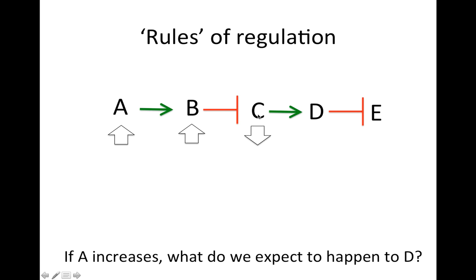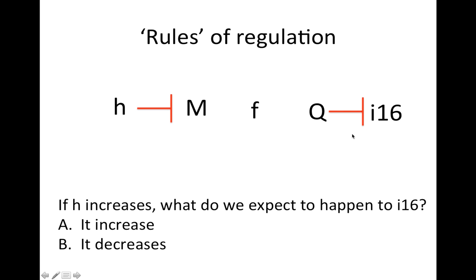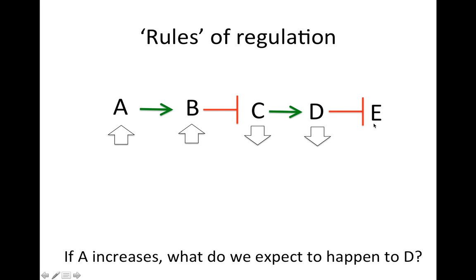Now what about C and D? Well, if C goes down, that means it will be doing less stimulating of D, so D will go down. That actually answers our question, what will happen to D, but we could continue through to E. If D goes down, E is going to go up. So just by doing it step by step, we can see that if A goes up, then E will go up, D will go down, and so forth.